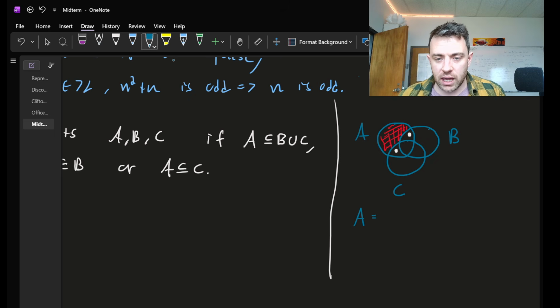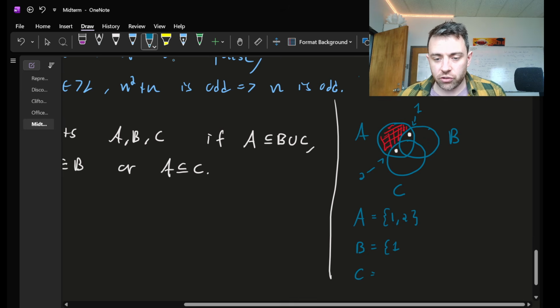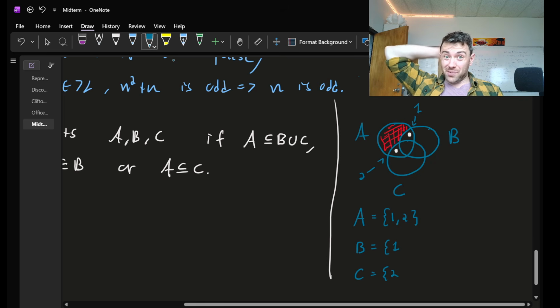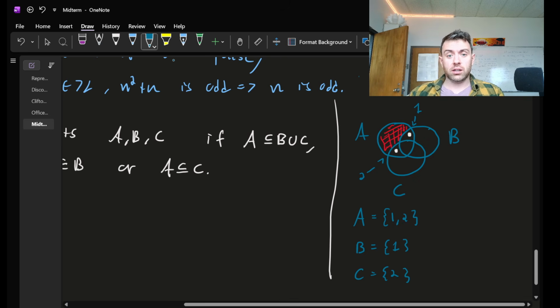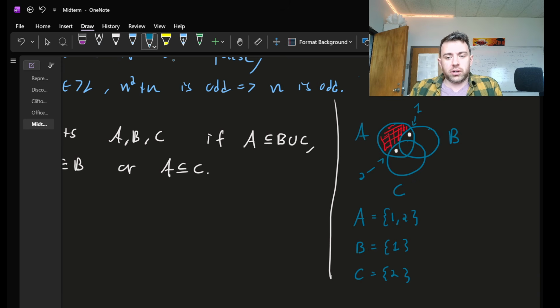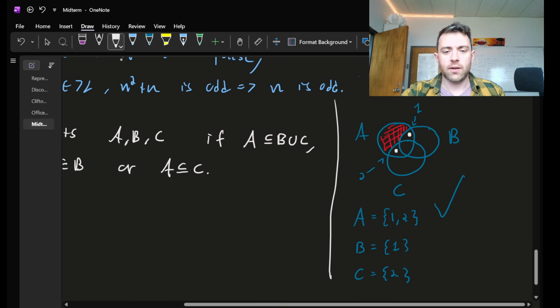So what could I do here? Well, perhaps if I took A to be the set containing 1 and 2, so this would be 1 and this would be 2. So what do I have to take for B? So B should definitely contain 1. C should definitely contain 2. Is this enough? Is this the smallest example I could come up with? Well, if B and C were just the sets {1} and {2}, their union is A. So then A is a subset of B union C. But clearly A is not a subset of B or C because it has fewer elements, right? So this is good. Okay, so we can use this in our proof.